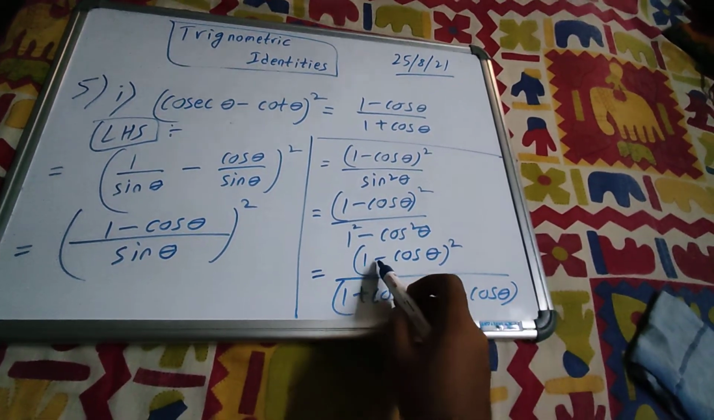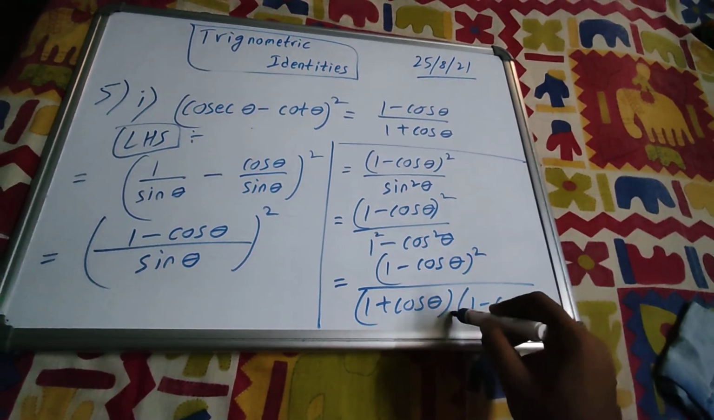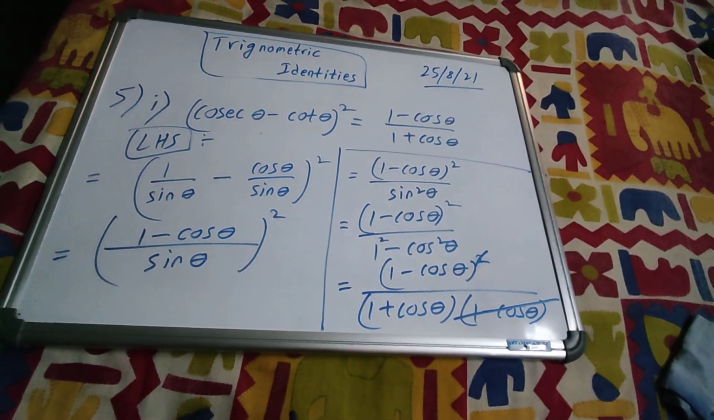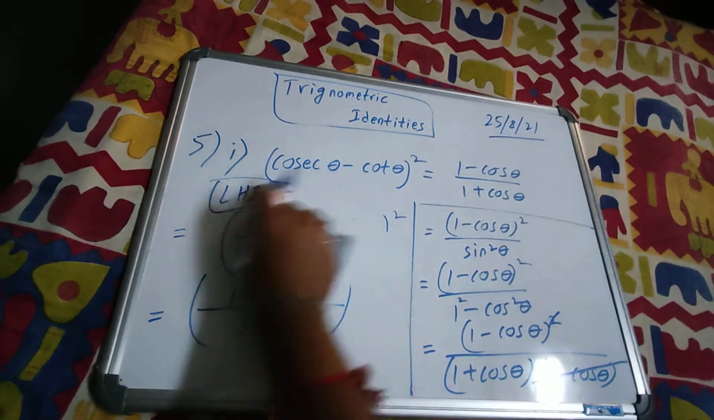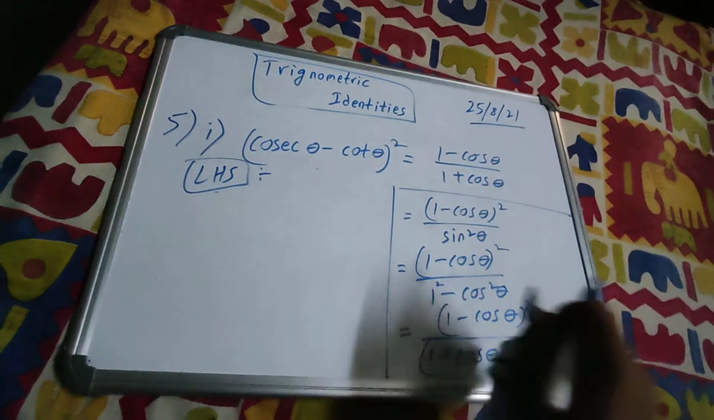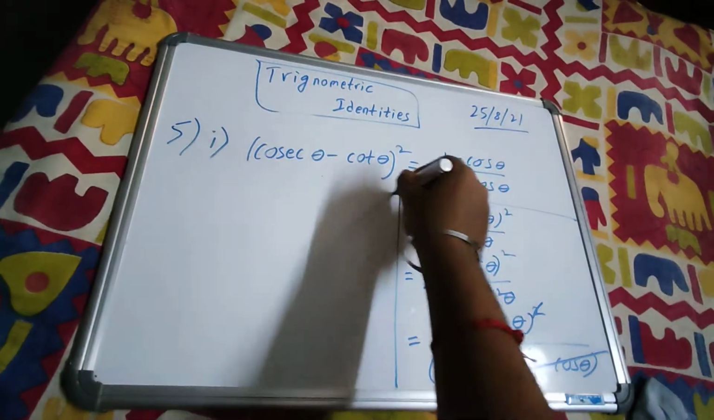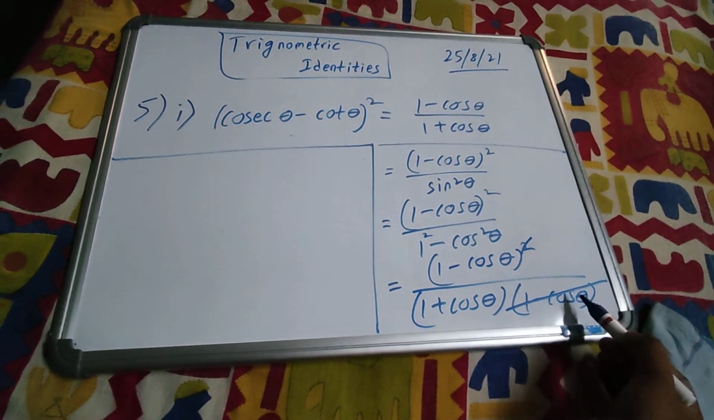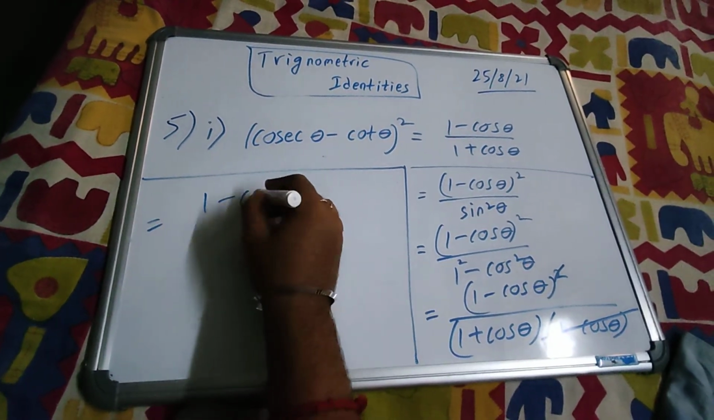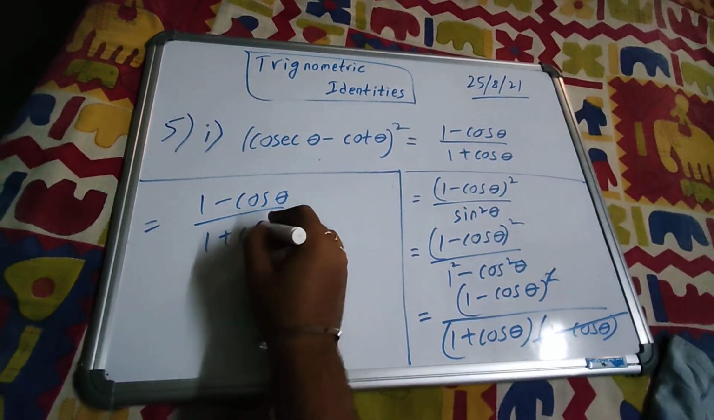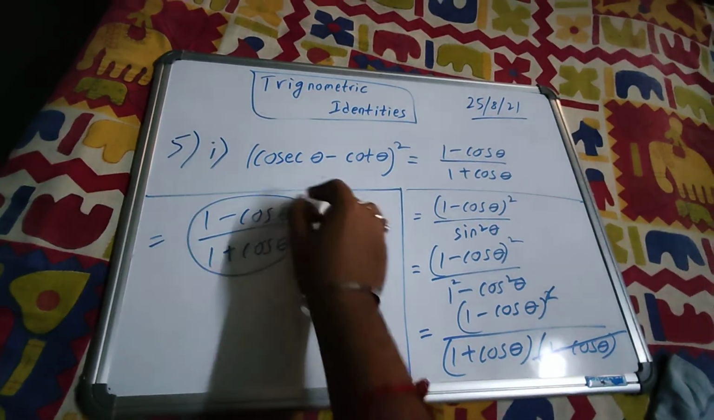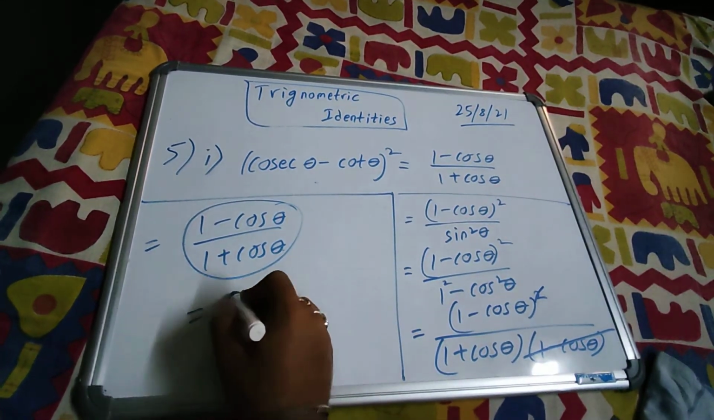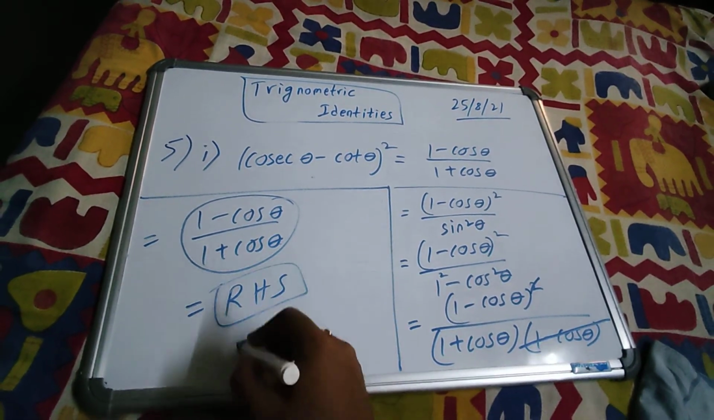Now a very good thing you can notice: there is 1 minus cos theta whole square in the numerator and 1 minus cos theta in the denominator. So 1 minus cos theta will cut from the denominator, and one power will cut from the numerator. So what is remaining? 1 minus cos theta in the numerator by 1 plus cos theta in the denominator. Now notice, is this the thing that is required in the RHS? Exactly, it is exactly matching the RHS. So we have got the RHS, hence proved.